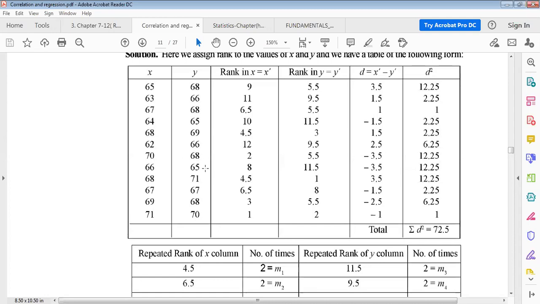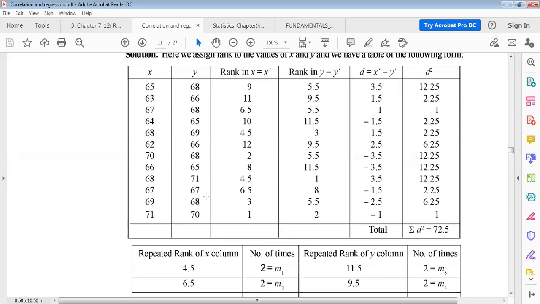What is the sum of 4, 5, 6, 7? It will actually be 22. Dividing 22 by 4, what will it be? 5.5. This 68 will get rank 5.5, and this 68 will be 5.5, and this one is also 5.5, and this one too.